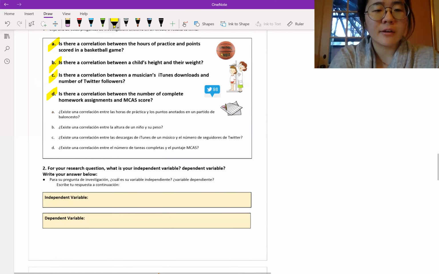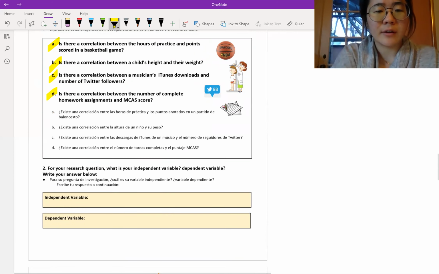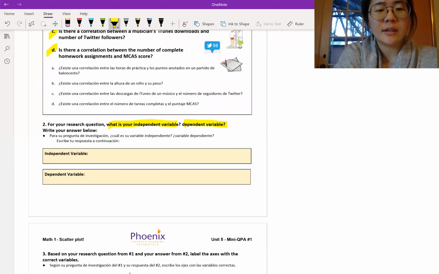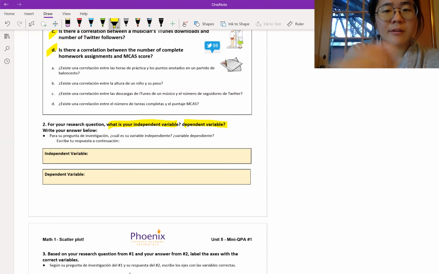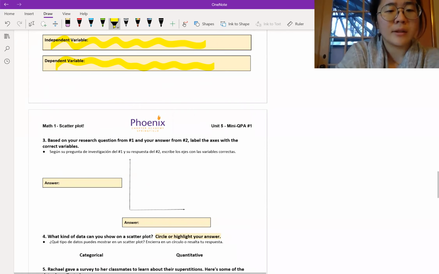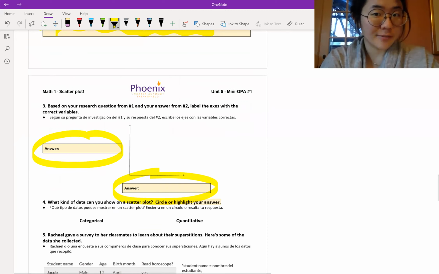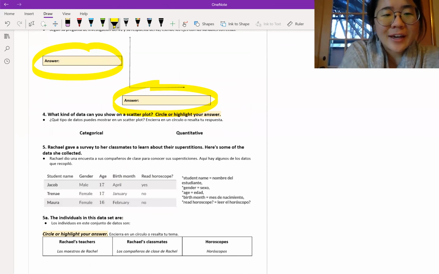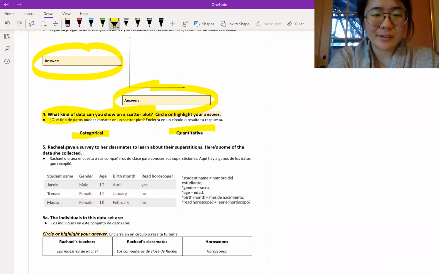And based on that, you're going to identify what is your independent variable and dependent variable. All right. And you write your answer down here. Number 3, you're basically labeling, out of whatever you put down here, the independent and dependent, you're going to tell me whether it is X or Y, which you should figure out. What kind of data can you show on a scatter plot? Is it categorical or quantitative? You also know this based on our video. You're going to circle your answer.